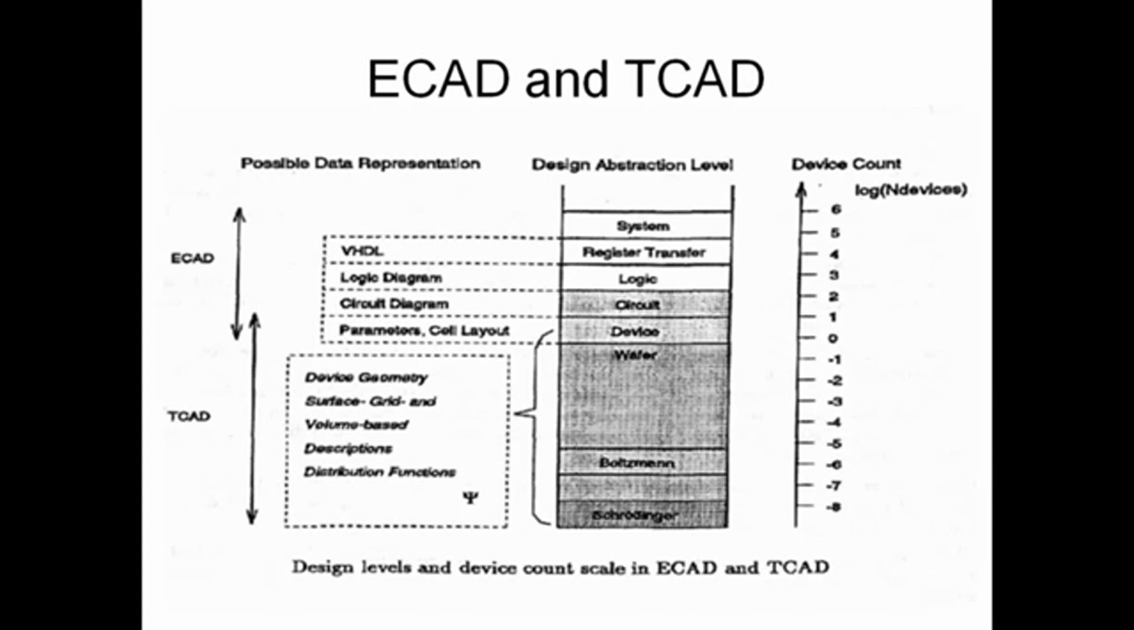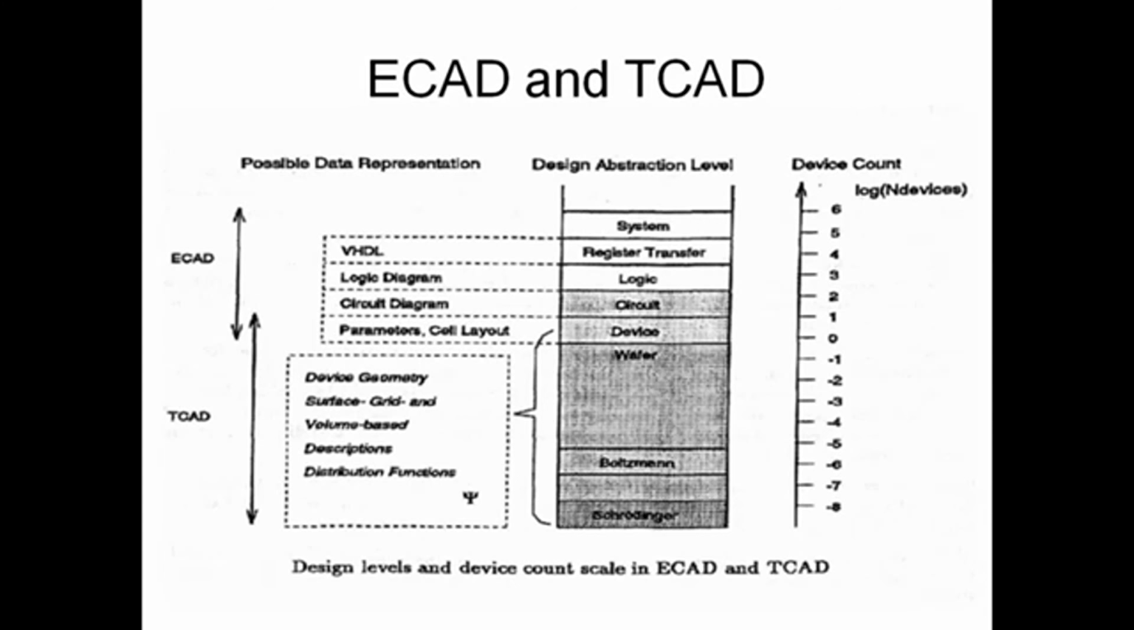So when you talk of simulation in VLSI, you have two kinds of things. One is ECAD and another is TCAD, or technology CAD. ECAD is where you start with the device level and end up with the system, where you might be using VHDL for describing the logic or system level. Then you have the circuit diagrams, then you have the cell layout. The component density you encounter here is a few millions or billions of transistors. Whereas in TCAD, you start with the process and end with the single device.